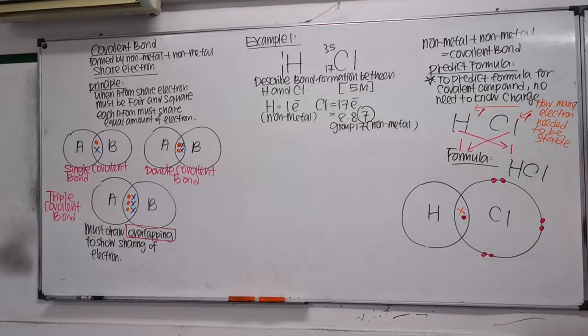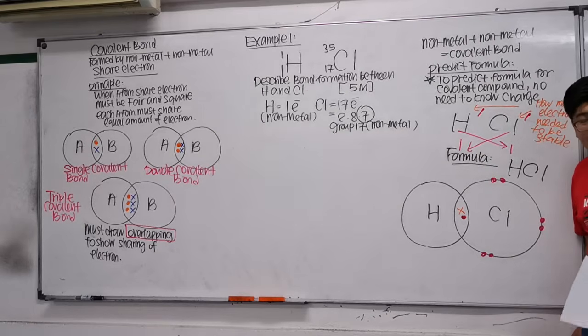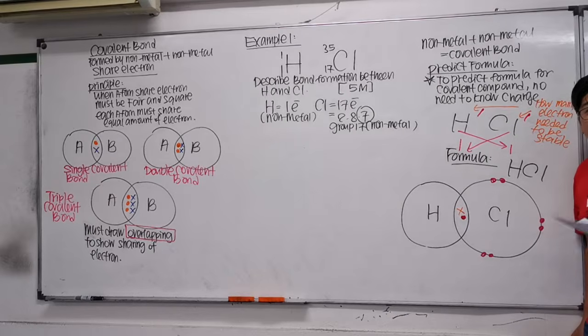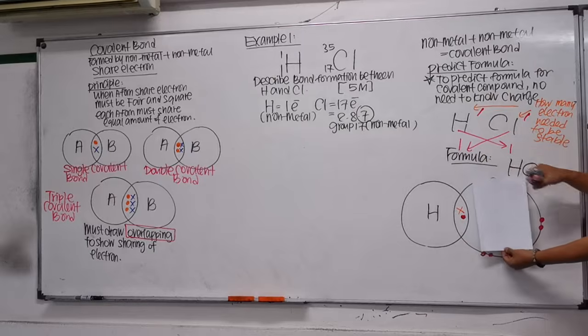Understand? Alright, now, how do you know whether you're doing something correct or wrong? How do you know you're doing a good job or not? At the end of the day, after you share one electron, you just ask yourself a simple question. Are they happy? Happy means what? Stable. Are they stable? Now, let's see, everyone look at here. Hydrogen now, you tell me. How many electrons does hydrogen have now?